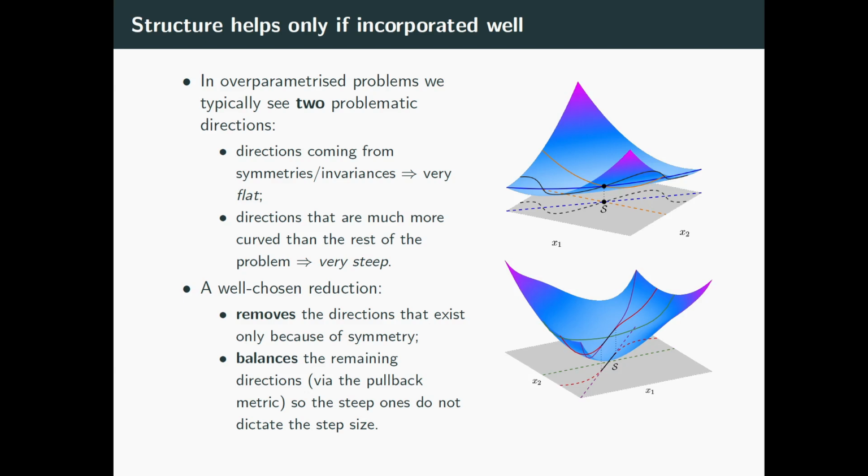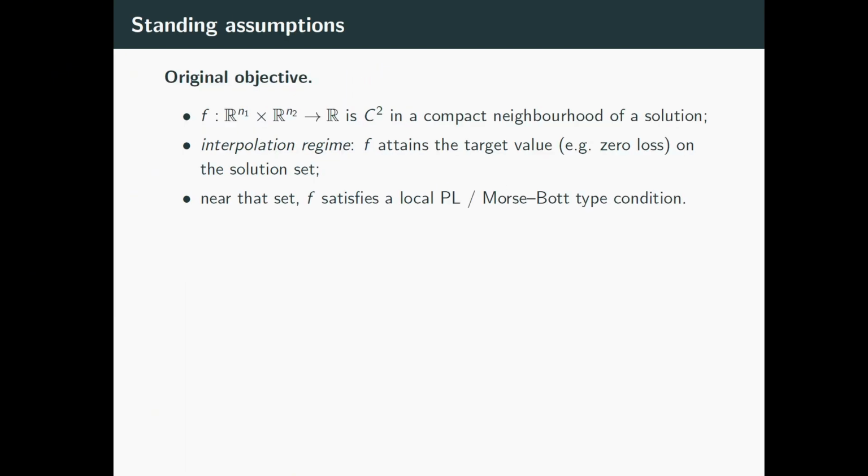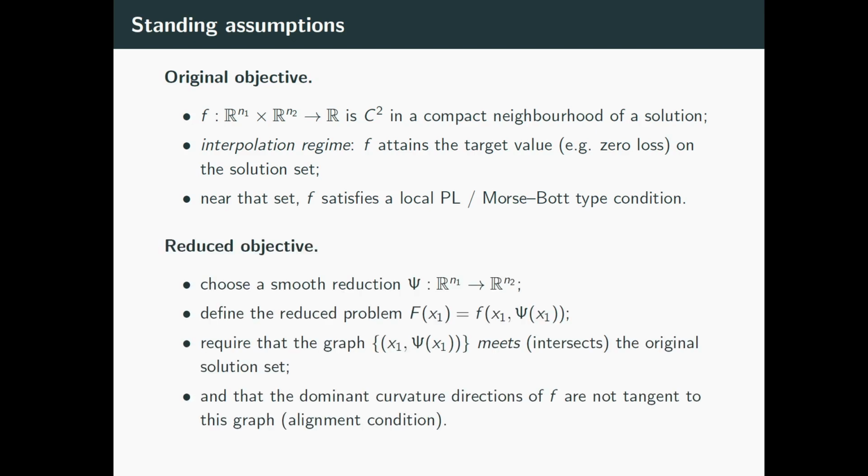In the figure on the right, you can see this. Each curve corresponds to a different reduction that slices the same ambient landscape differently. We assume we are in an interpolation regime and work near a solution. The original objective is C2 and satisfies a local PL condition near the solution set. We choose a smooth mapping, whose graph meets the solution set, and we impose a mild alignment condition so the reduction doesn't point us into the worst curvature directions.